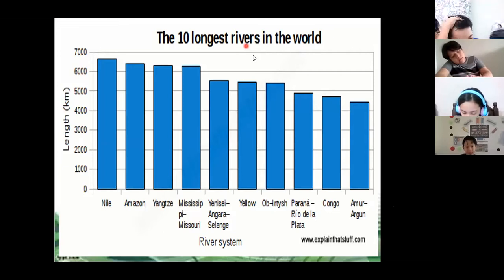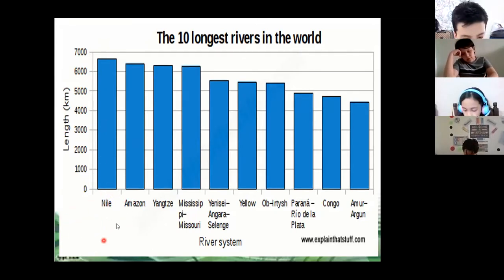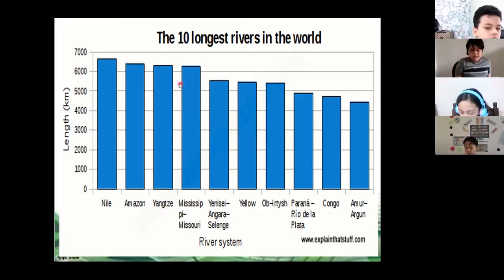we can compare the Mississippi River with the other longest rivers in the world. In the world, we have these 10 longest rivers. The first one that you see here, the length in kilometers, is almost 7,000 kilometers. It's the Nile. This river is the longest in the world. After that is the Amazon River. It's the second one. The Yangtze. Then is the Mississippi. So it means that the Mississippi River is the fourth one, because it's like 6,000 kilometers in length. In the world. But it's the biggest one in North America.